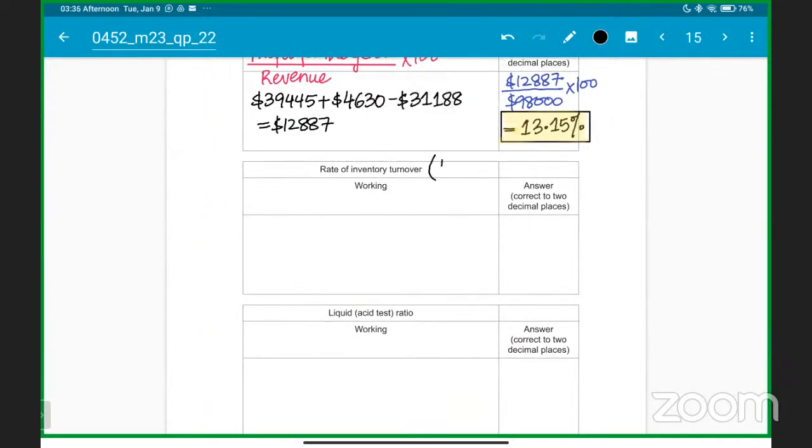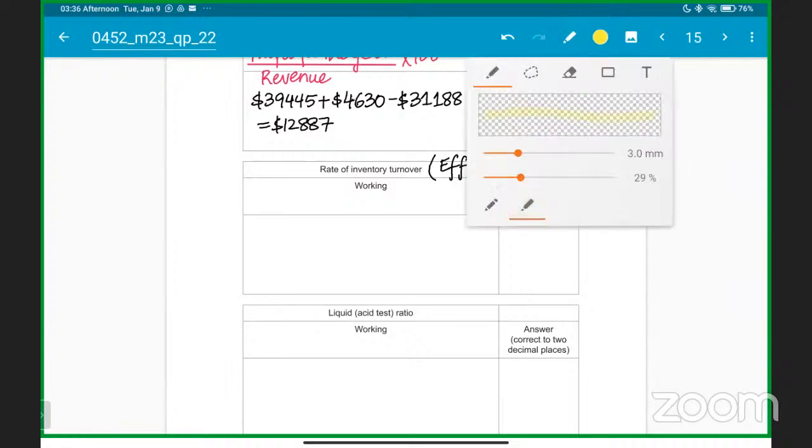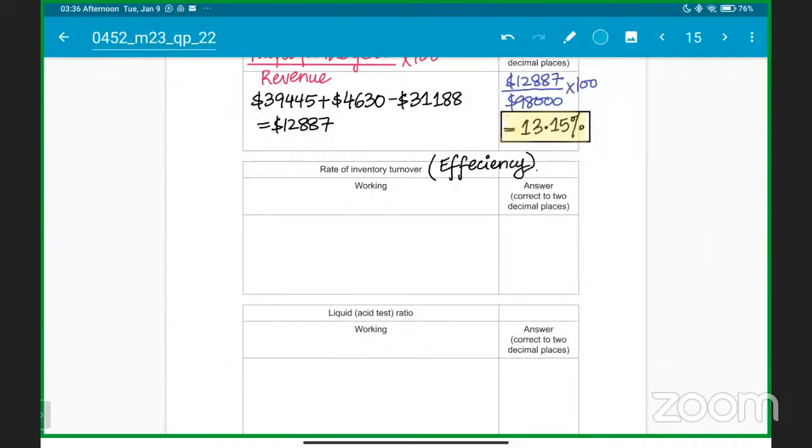Students need to understand this is not a profitability ratio. This was recently added in the syllabus from the AS level. Now they are testing it in the IGCSE O levels as well since 2020. So what we need to understand is that this is basically part of the heading of the efficiency ratios.